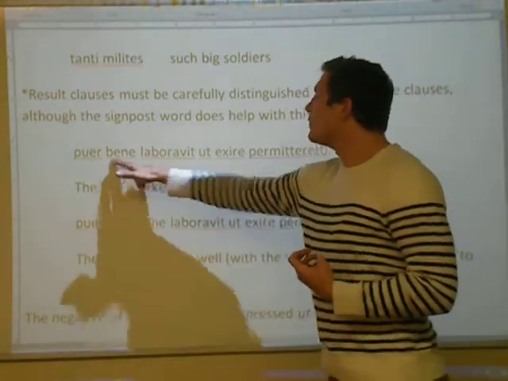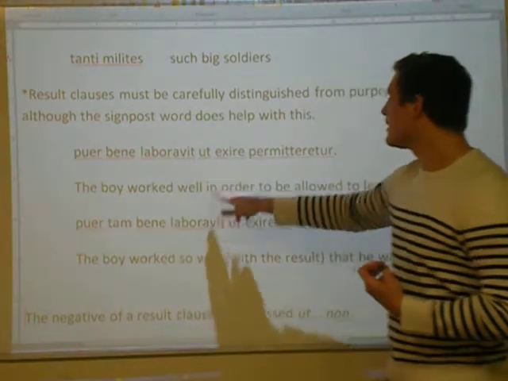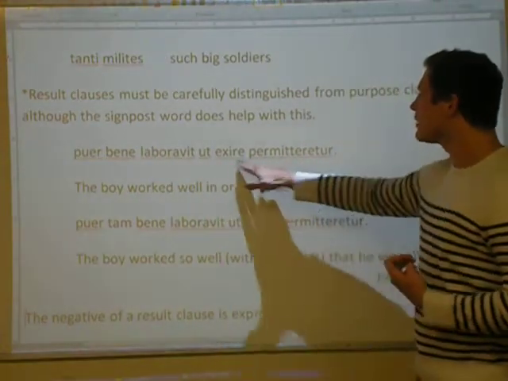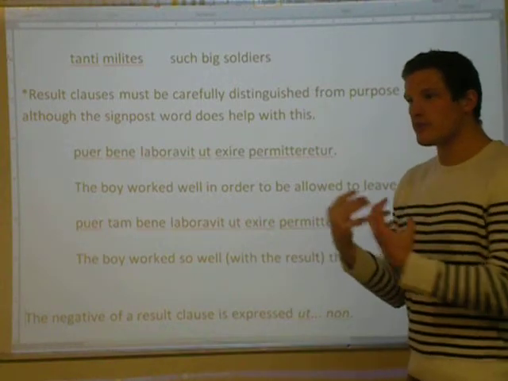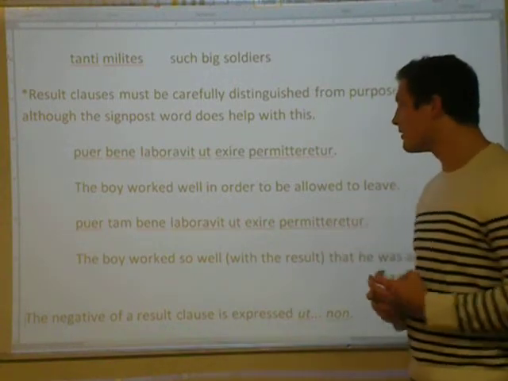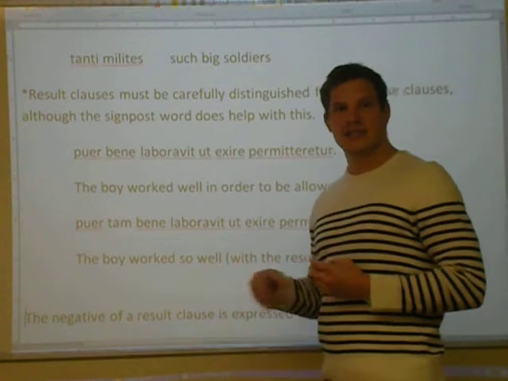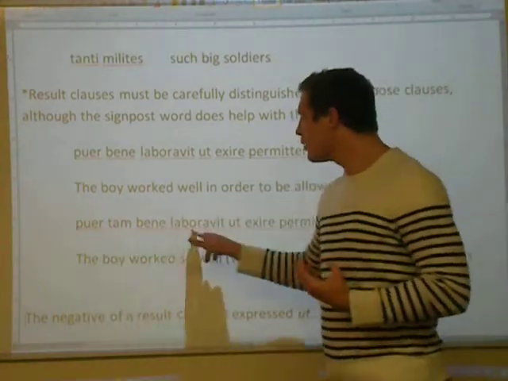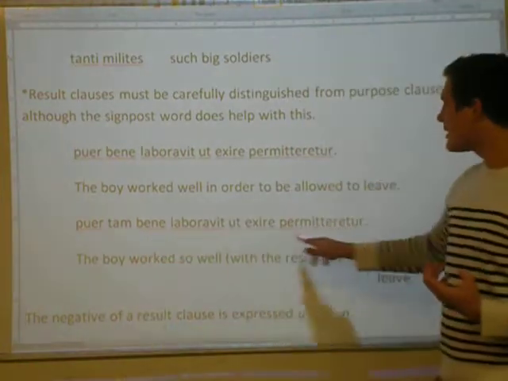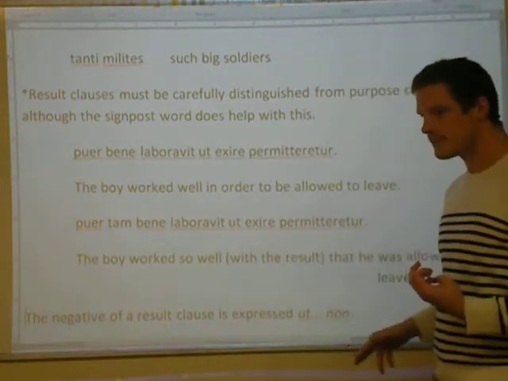So the boy worked well in order that he might be allowed to leave, i.e. the reason why he was working well is because he wanted to leave. That was the purpose behind his action. Whereas in the second one, it's not necessarily the reason why, but it is the result of his action, i.e. the boy worked so well that he was allowed to leave.